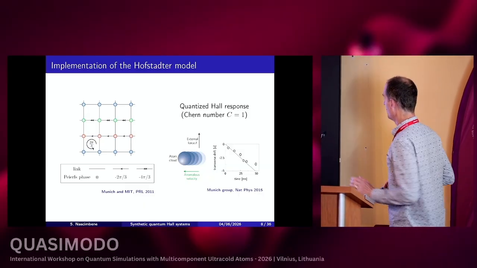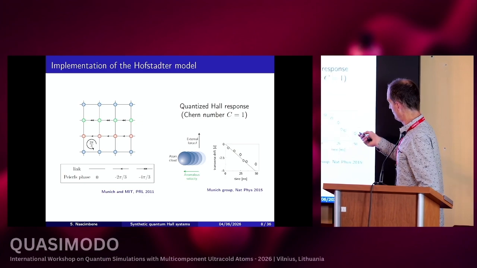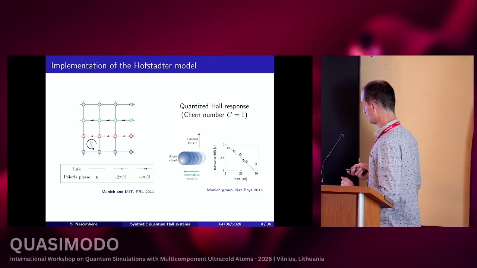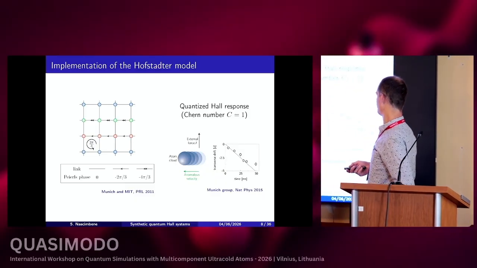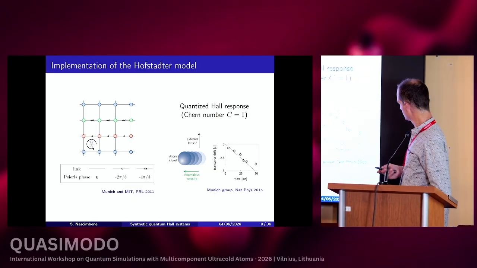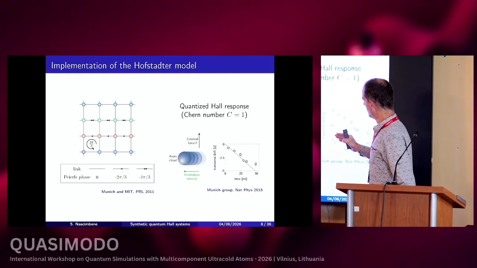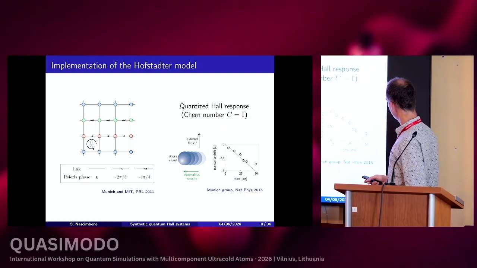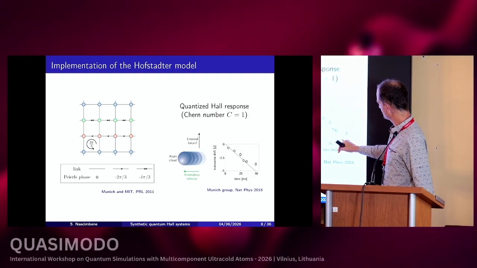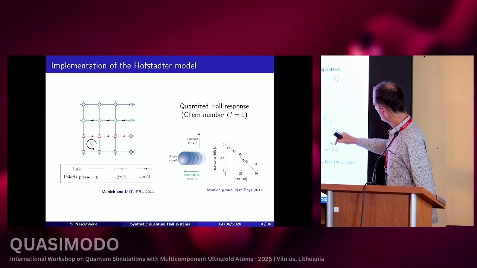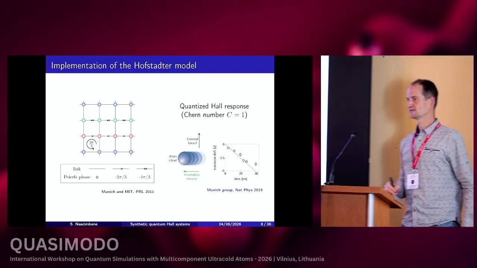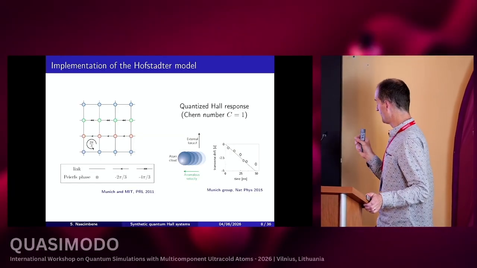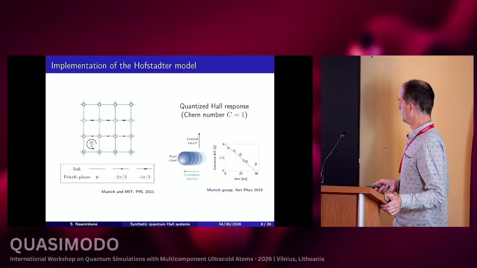And I flash here maybe an important result where it was shown that when we prepare atoms in the lowest energy band, it exhibits a quantized Hall effect, meaning that if you apply a force along a given direction, the cloud drifts in a perpendicular direction. And you see here the drift as a function of time, which agrees well with this straight line that represents the expected quantized Hall drift when you have a uniformly filled topological band.